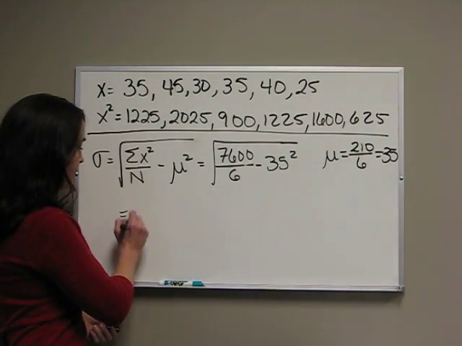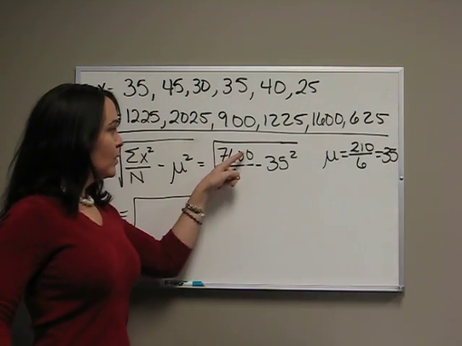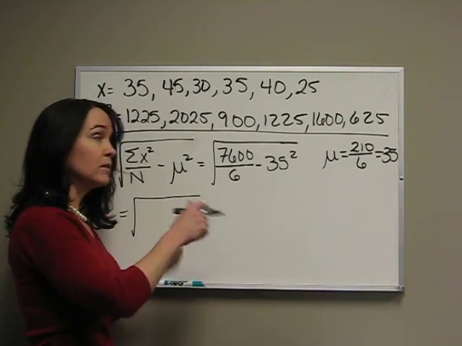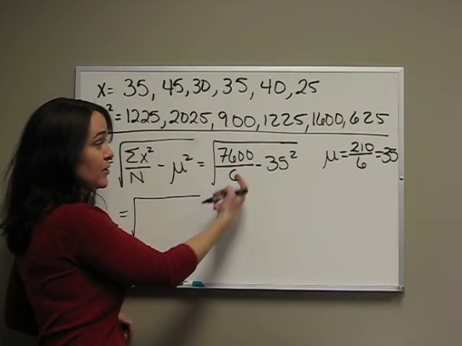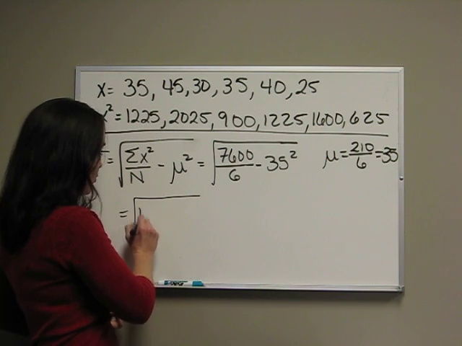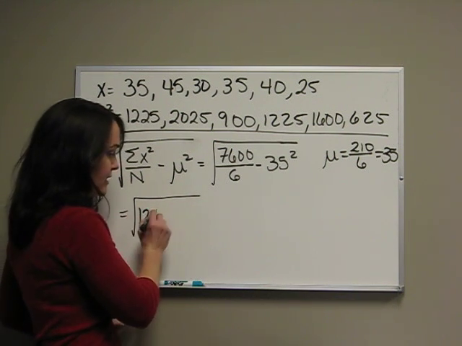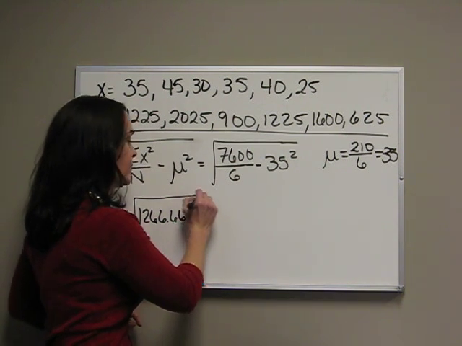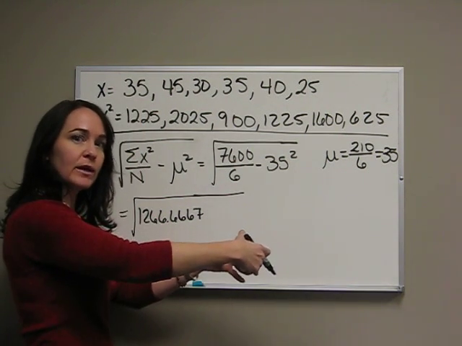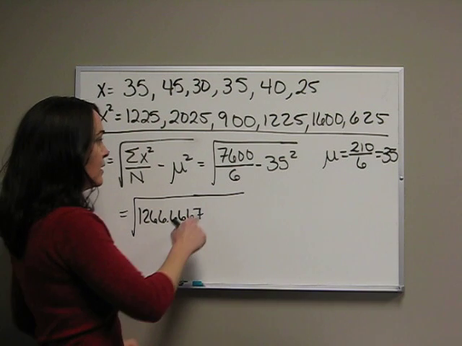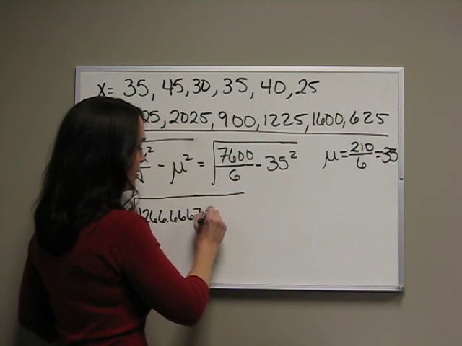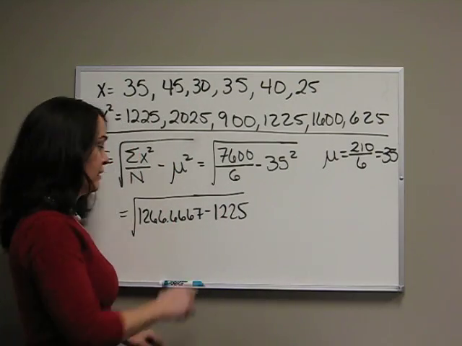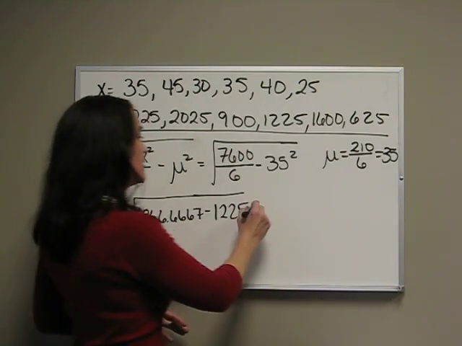Now we're ready to simplify. Well, these are two different terms, so what we can do is just do each of those, such as 7,600 divided by 6 is 1,266.6667. Remember to go ahead and round it to 4 decimal places. Minus 35 squared, which is 1,225. Now we're ready to subtract.